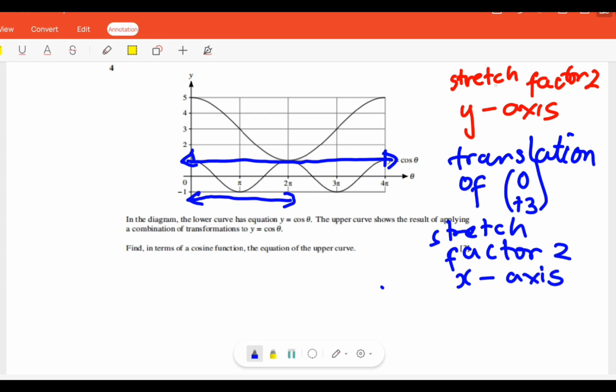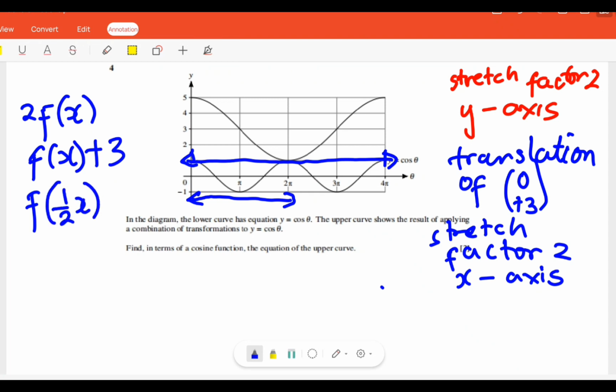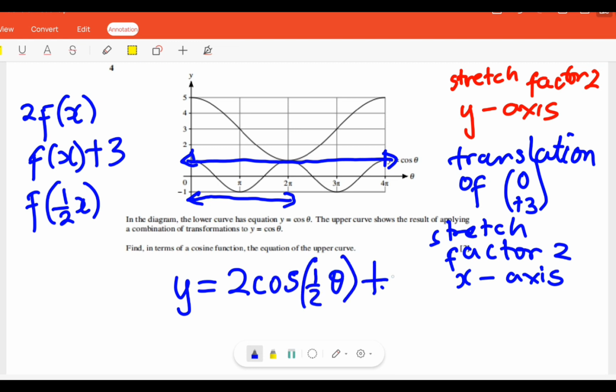So now let's come up with the equation. The stretch of factor 2, that's a 2f of x. Then the translation in the y-axis of +3, that's f of x plus 3. Then the stretch of factor 2 in the x-axis is f of half x. So now our equation would become 2 cos half theta plus 3 using those transformations.